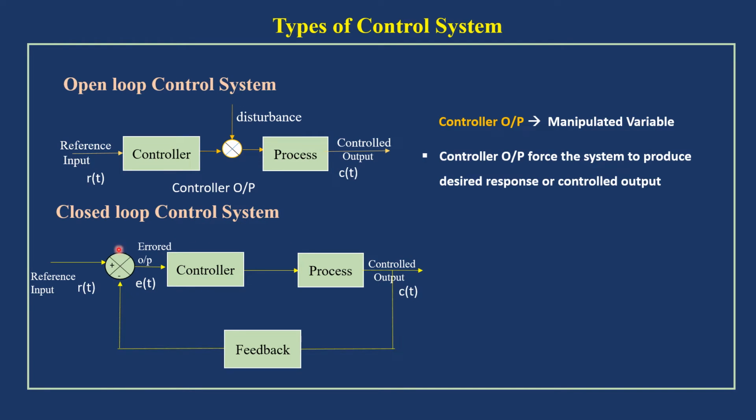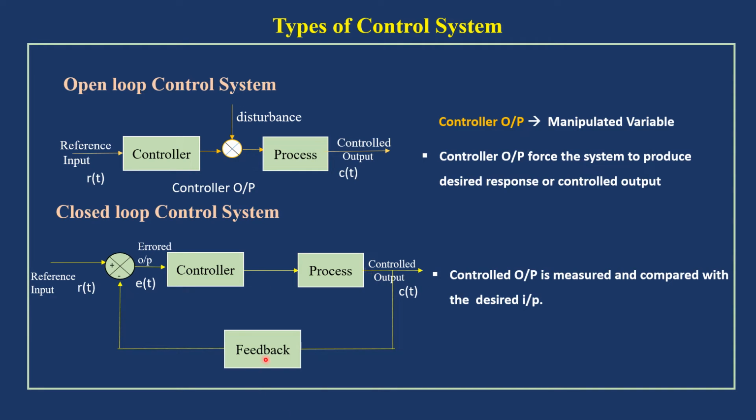And then about the closed loop control system. This is a block diagram representation of closed loop control system. It consists of another block, the feedback block. This feedback element measures the controlled output and it will be fed back to the comparator. This comparator compares the reference input and measured output. If there is any deviation, that will be measured as E of t, the error output. That deviation is nothing but E of t. And the deviation will be given to the controller. This controller makes the corrective action to produce the desired output.